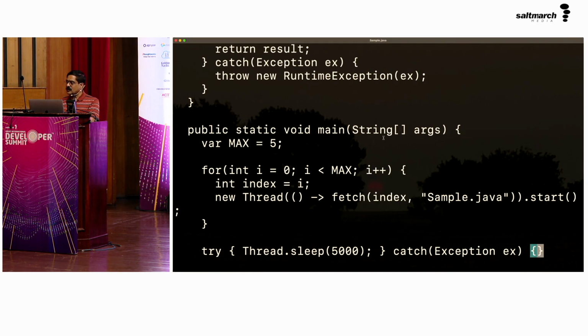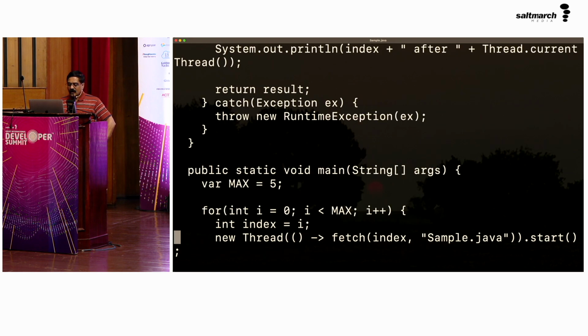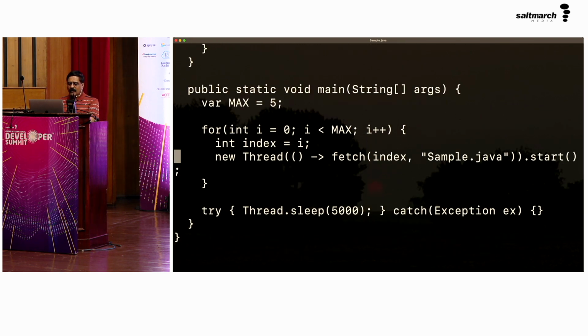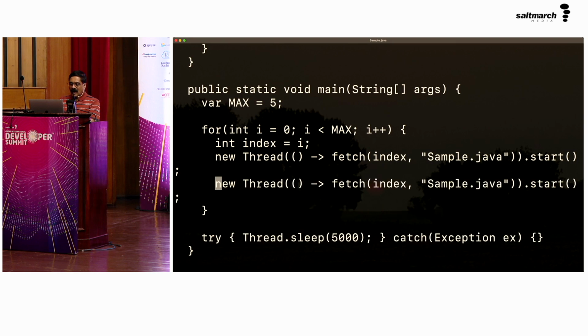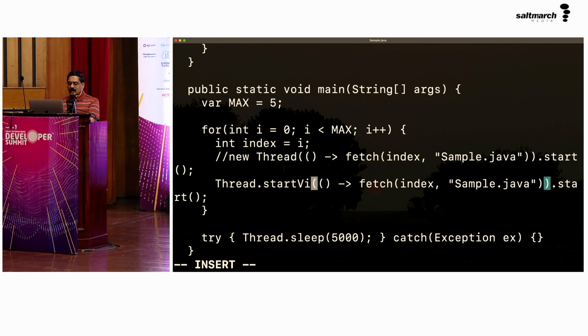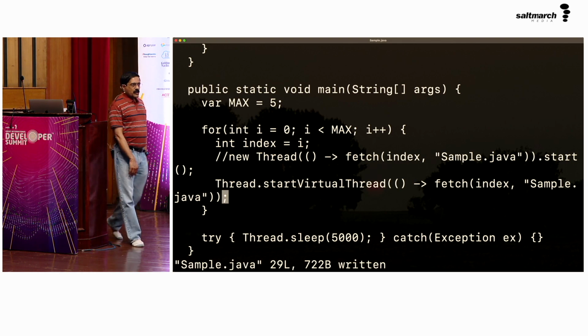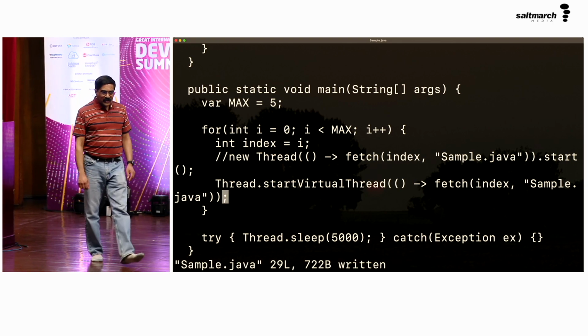Let's go back to this code. And I want you to see this code right here. I'm not touching any of this code. What I'm doing is, I'm just coming to this one line, and I am commenting that one line out, and I'm saying Thread.startVirtualThread. And I'm removing the start from here. There are multiple ways to do this. I'm just giving you one example of it.